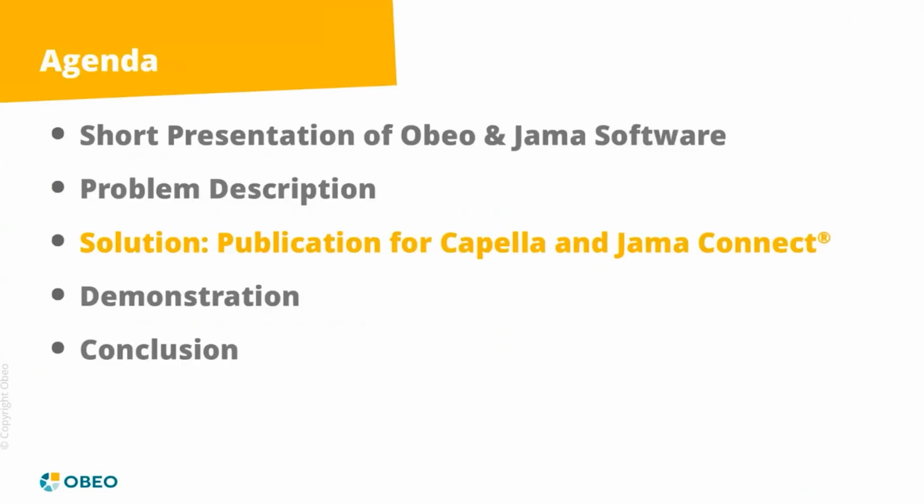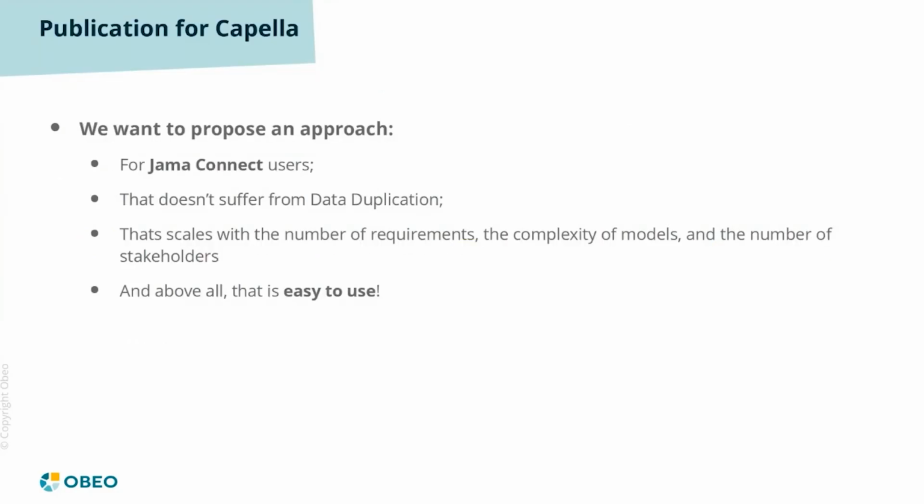So now I'll be moving on to the presentation of what Publication for Capella is and how it works with Jama Connect. So with Publication for Capella, we propose an approach that now works for Jama Connect users. That's the great novelty of the November release. That doesn't suffer from data duplication because we believe that each repository should own its own data and only manipulate this data. And what we need is just to trace information between these repositories, not copy everything around.